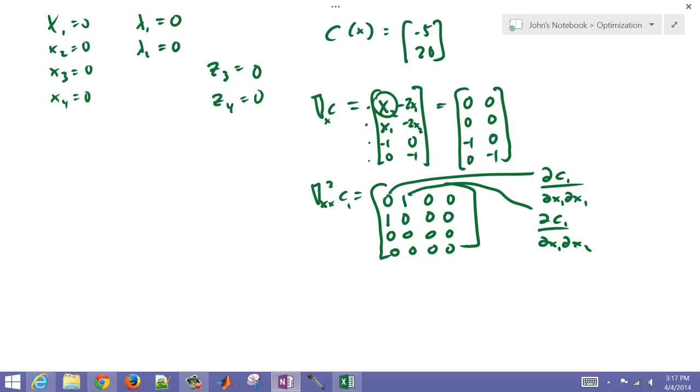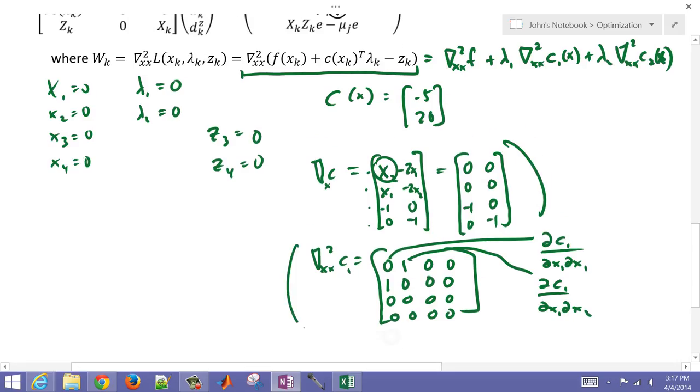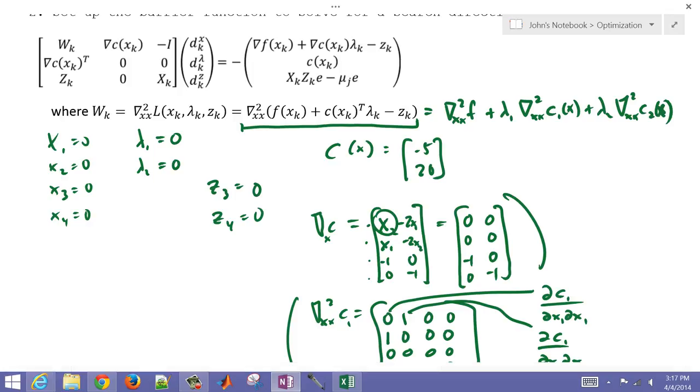Now you can get this matrix right here. If you don't have automatic differentiation to get you these derivatives or the second derivative matrix, you can use the BFGS update or those other approximation methods to get that as you iterate forward. So you don't have to get those analytically if you don't want. You can still use a BFGS update if you don't have second derivatives available to you.